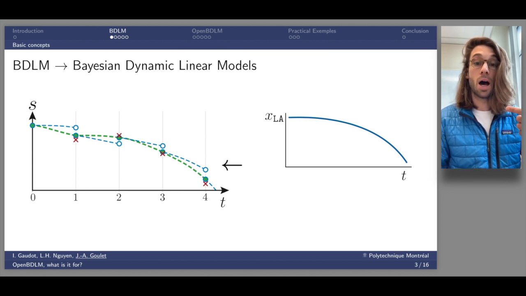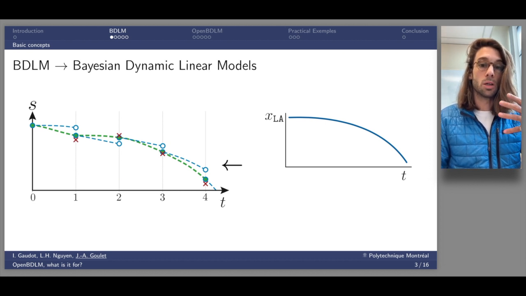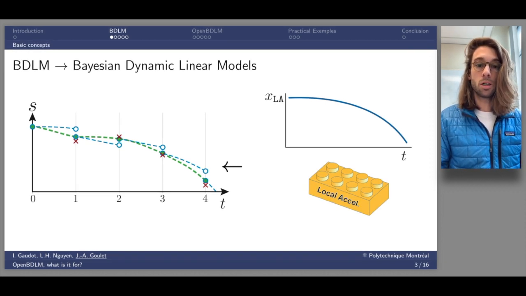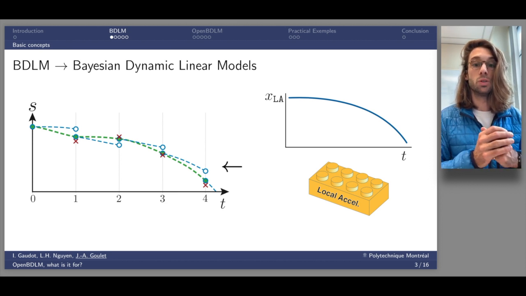And update my observed as well as hidden states. So this is the key basic functioning of Bayesian dynamic linear models, BDLM. This local acceleration kinematic model is just one among many other building blocks that we can use in BDLM.